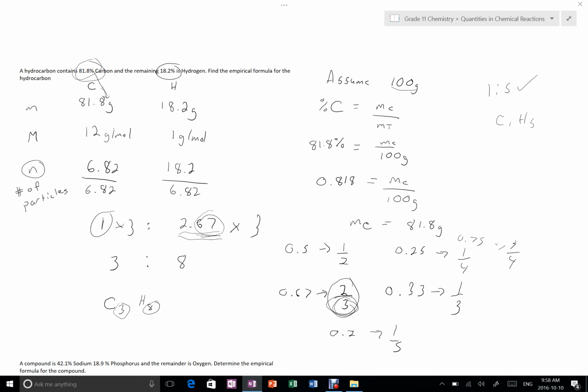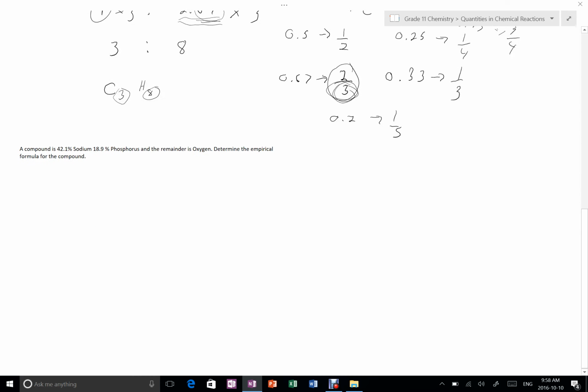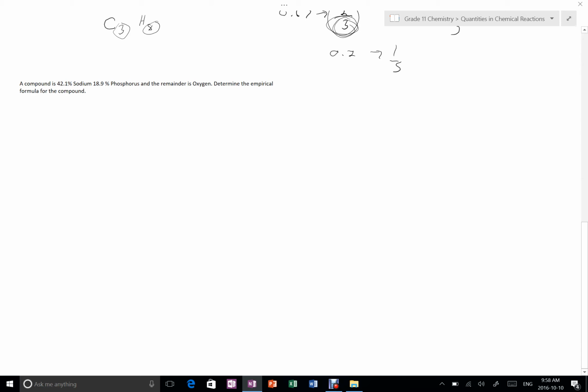Sounds like we should do one more. A compound is 42.1% sodium, 18.9% phosphorus, and the remainder is oxygen. Sodium, phosphorus, and oxygen. I'm going to assume 100 grams.